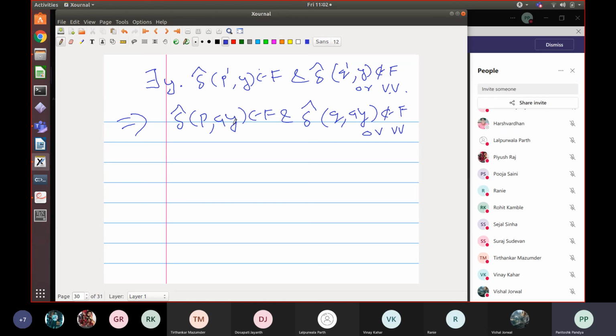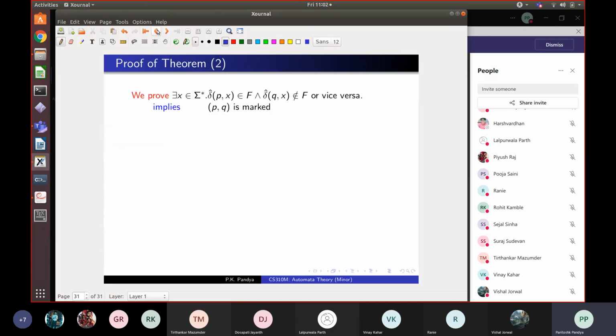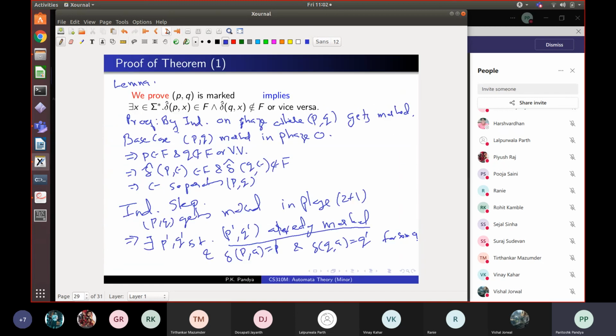That means string AY separates P and Q. This implies that P is not equivalent to Q. So we have proved the induction step, and hence by induction, this lemma gets proved. Okay, so this is the proof of the lemma in one direction.